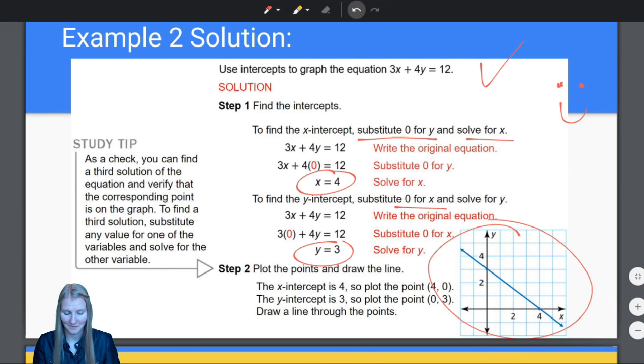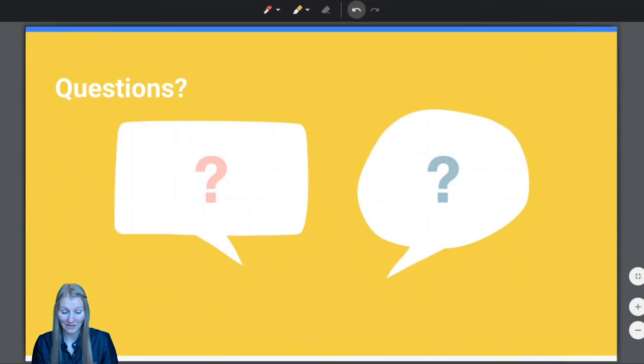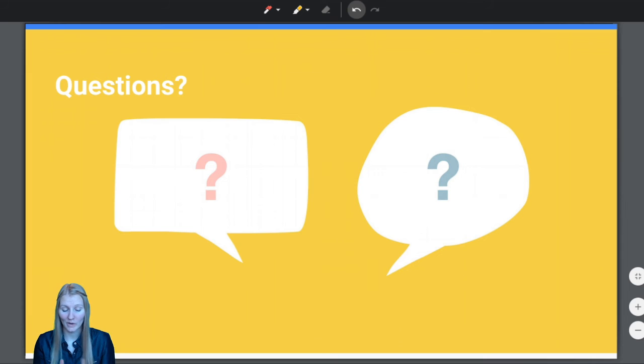Awesome. Okay. So that is all I have for you today. We graphed horizontal and vertical lines, and we graphed equations in standard form by finding the x-intercept and the y-intercept.